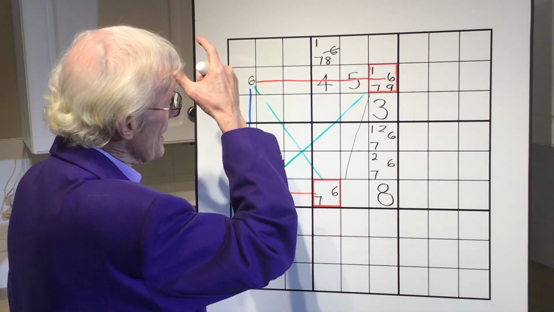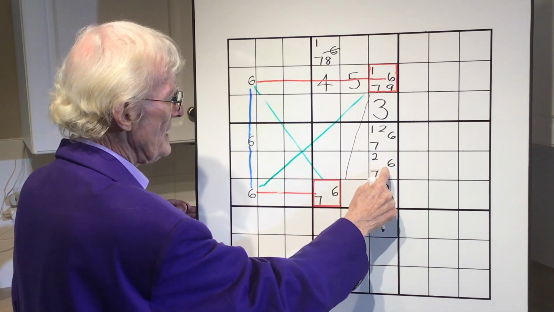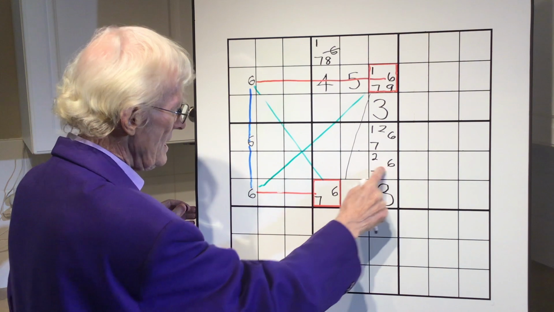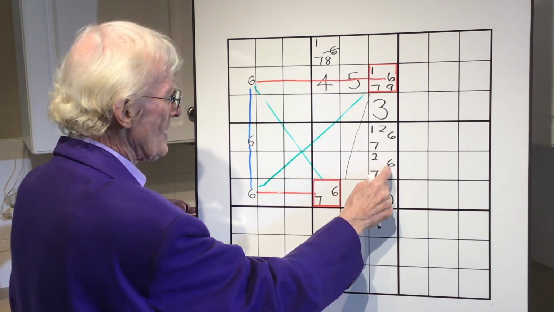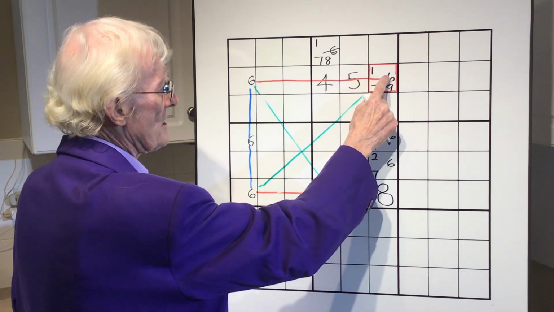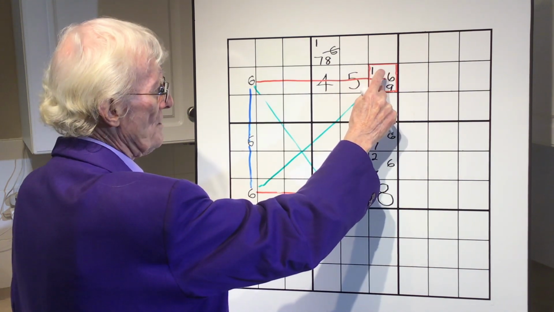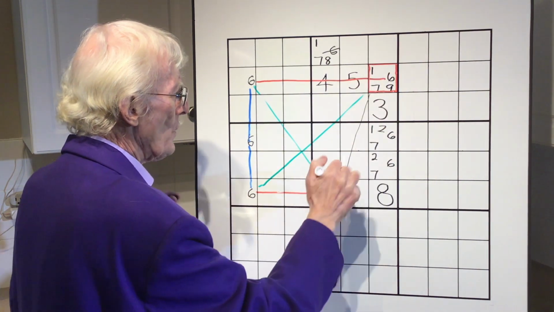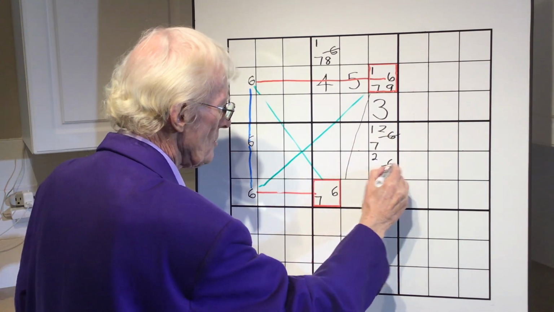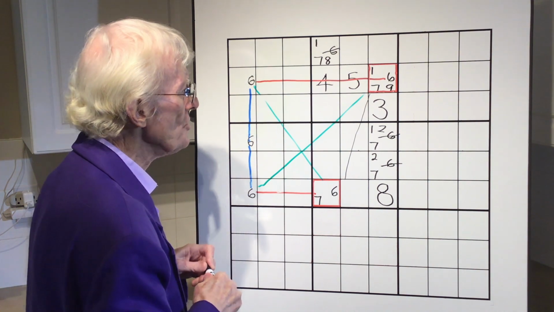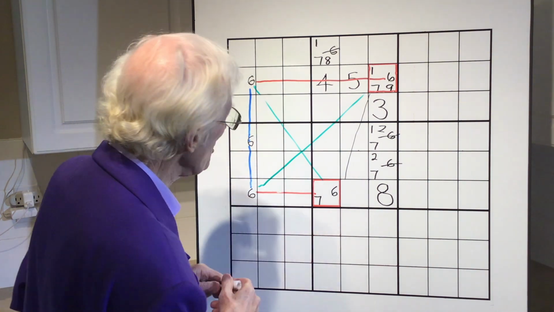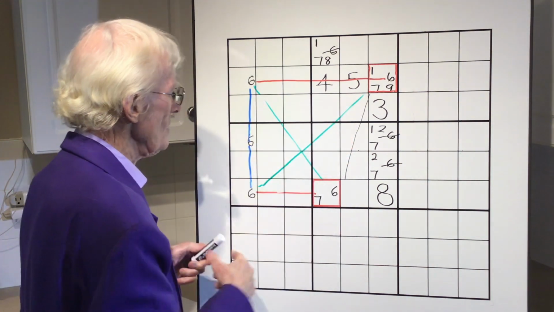Now let's go to these 6s over here. These two 6s can see this 6 because they're in the same block, but they can also see this 6 because it's the corner of the building. So therefore we can get rid of those 6s and those two 6s. Now that's the first elimination, using the roof. The second elimination is when we use the diagonals.